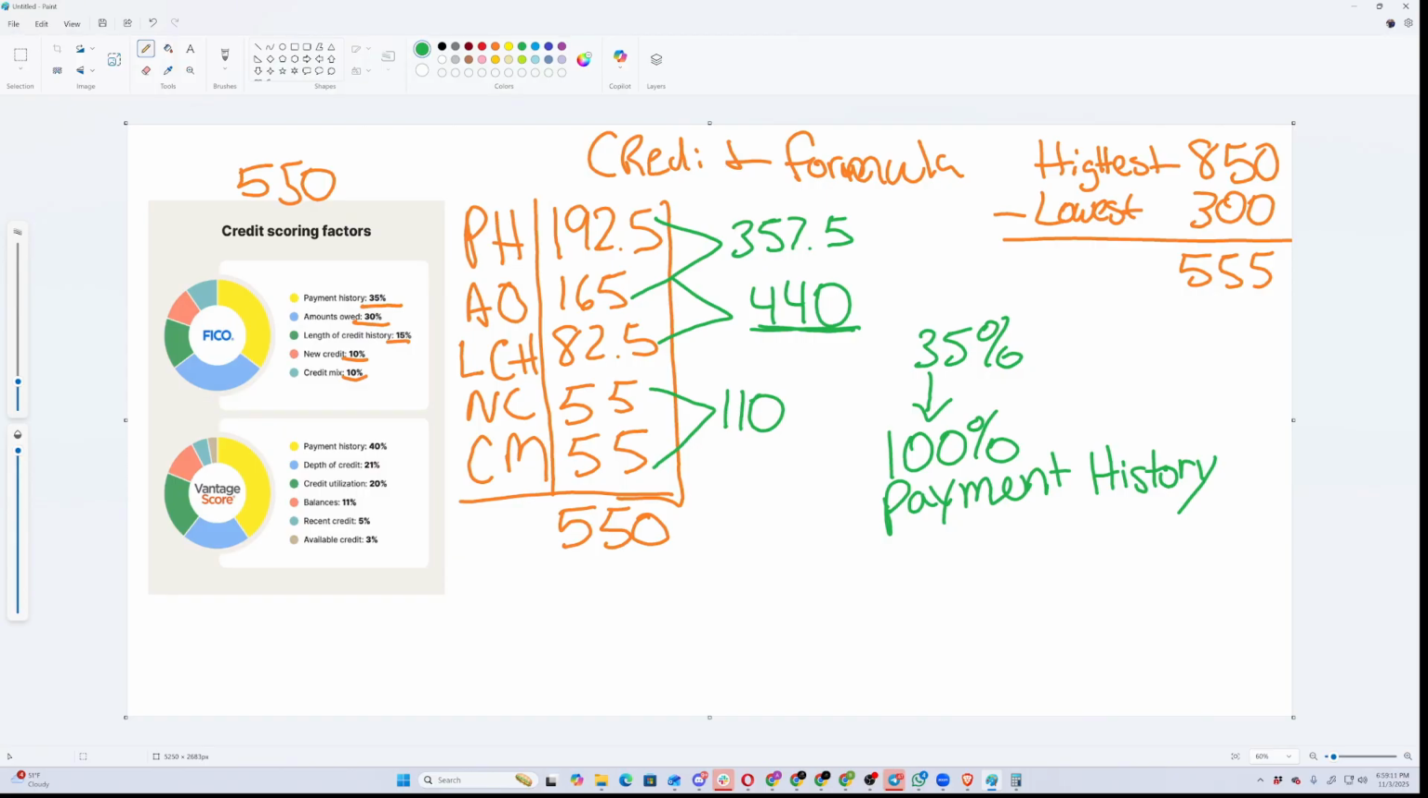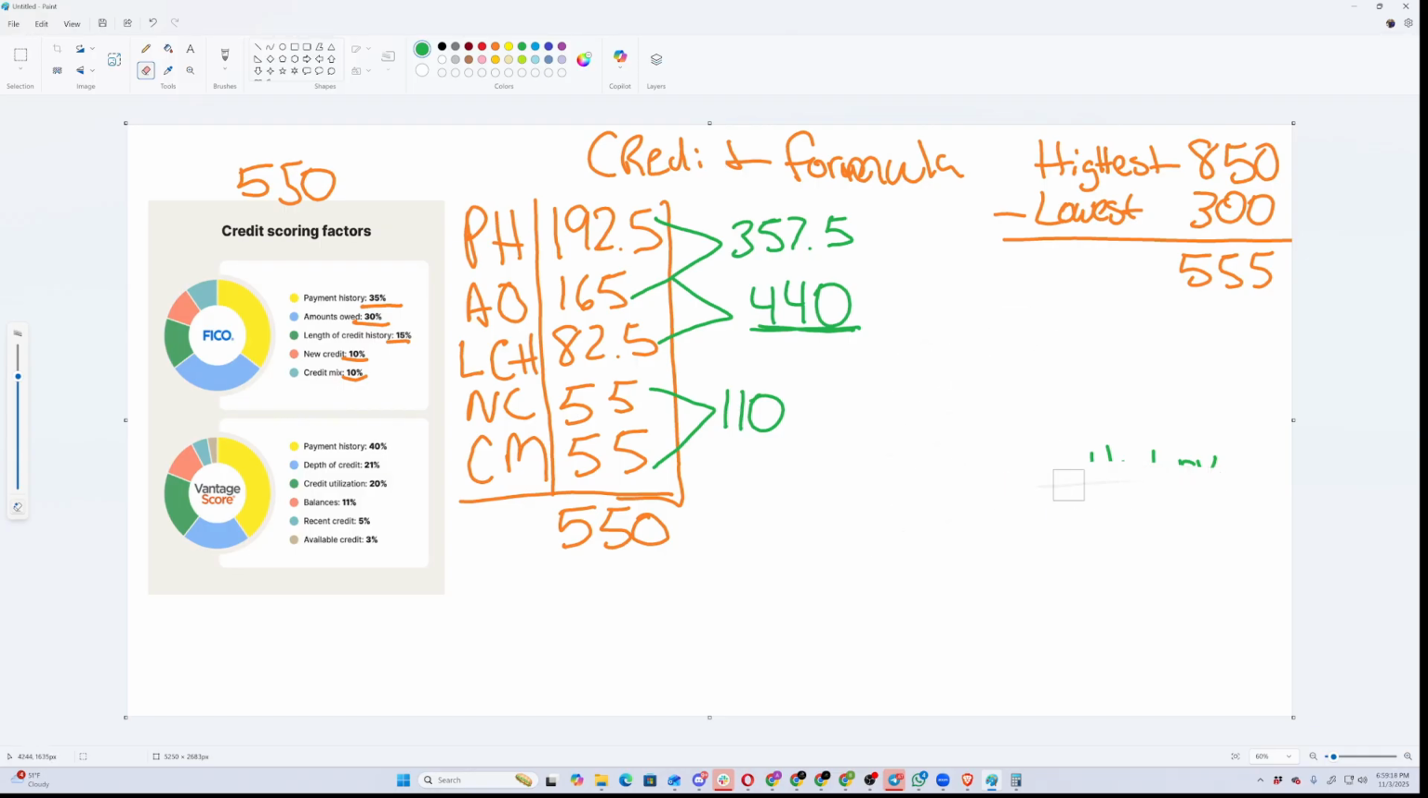Now let's go to the amount owed. Okay, I'm going to delete this off the board. Give me a second. Let's go to the amount owed.